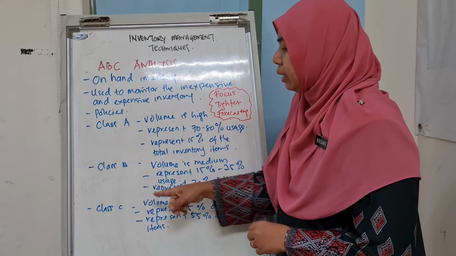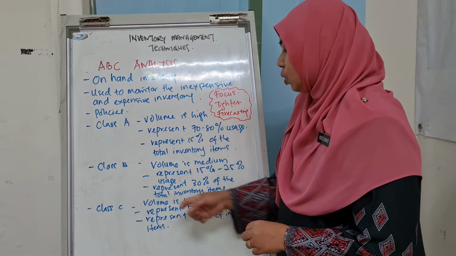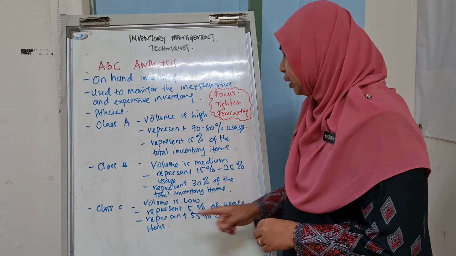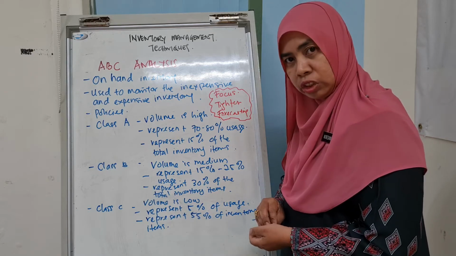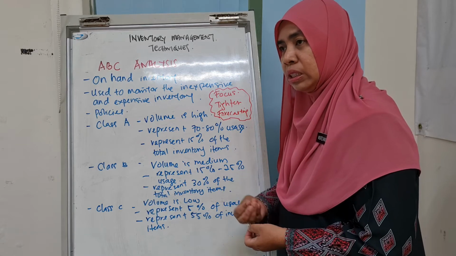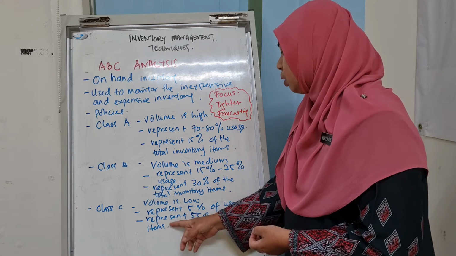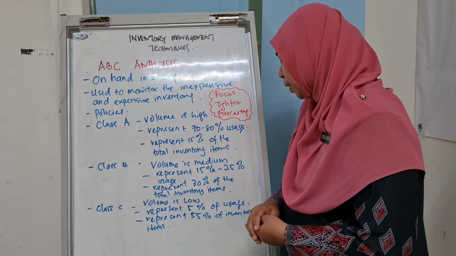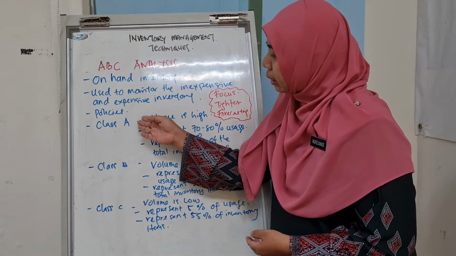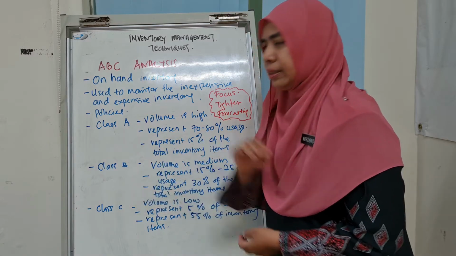And lastly is class C. So the volume is low, and it represents 5% of the usage. The items that the company uses are few, and it also represents 55% of the inventory items. So these are class A, class B, and class C.